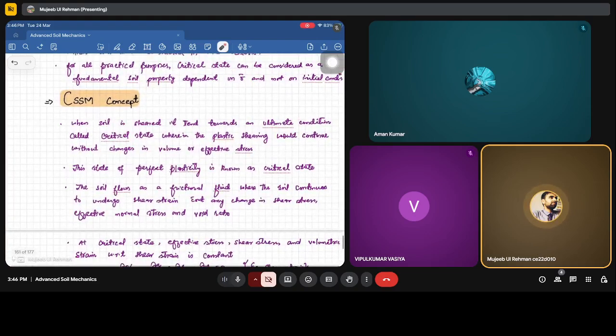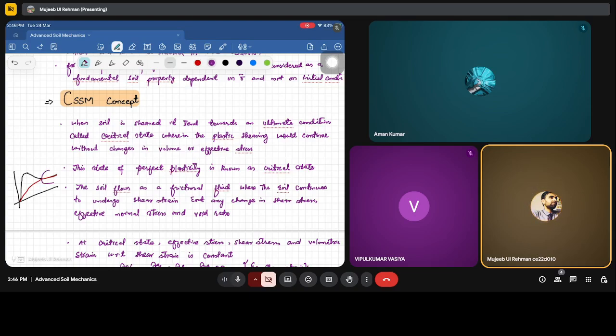So when the soil is sheared, it tends to an ultimate condition called the critical state, wherein the plastic shearing, or we can say shear strains, would continue without change in the volume or effective stresses. If you remember the stress strain variation for the OC, it reaches the peak state, then starts softening and reaches the ultimate state, the critical state. For the loose soil, it was going like this, strain hardening and then reaching the critical state. You can see this portion, we are considering this as the critical state.